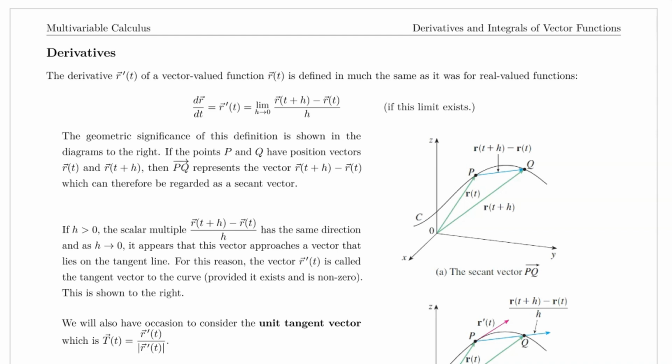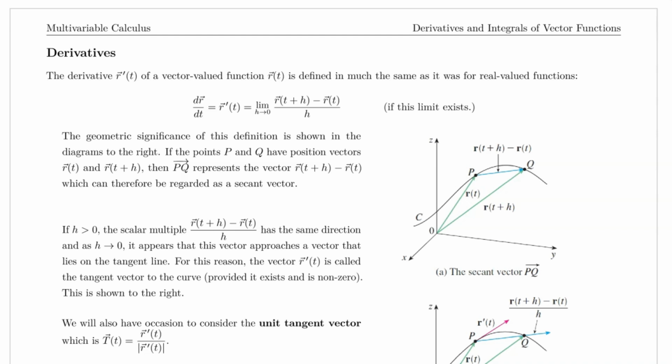Now let's talk about derivatives and integrals of vector functions. The derivative r prime of t of a vector-valued function r of t is defined in much the same way as it was for real-valued functions. That is, the derivative with respect to t, or r prime of t, is equal to the limit as h approaches 0 of r of t plus h minus r of t over h.